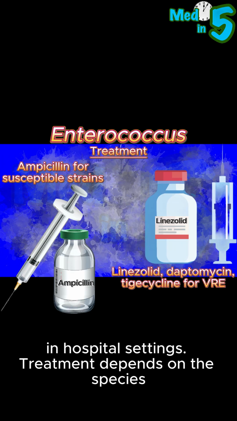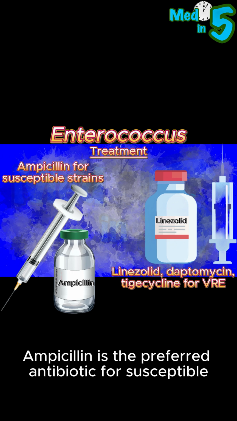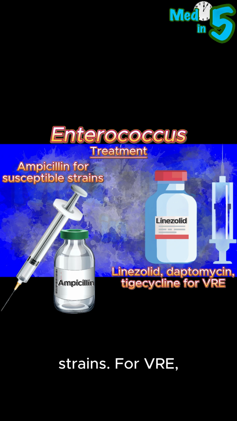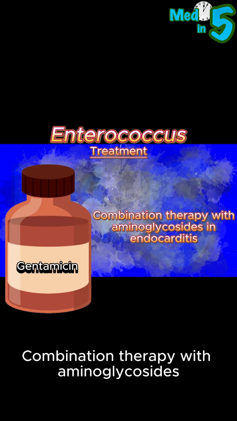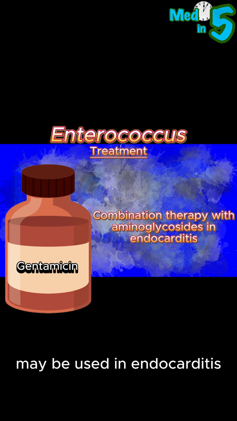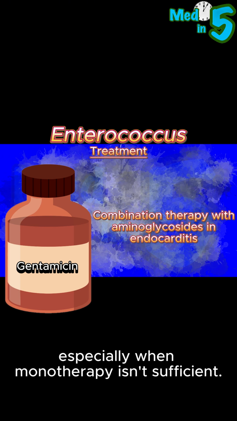Treatment depends on the species and susceptibility profile. Ampicillin is the preferred antibiotic for susceptible strains. For VRE, options include linezolid, daptomycin, and tigecycline. Combination therapy with aminoglycosides may be used in endocarditis to achieve a synergistic effect, especially when monotherapy isn't sufficient.